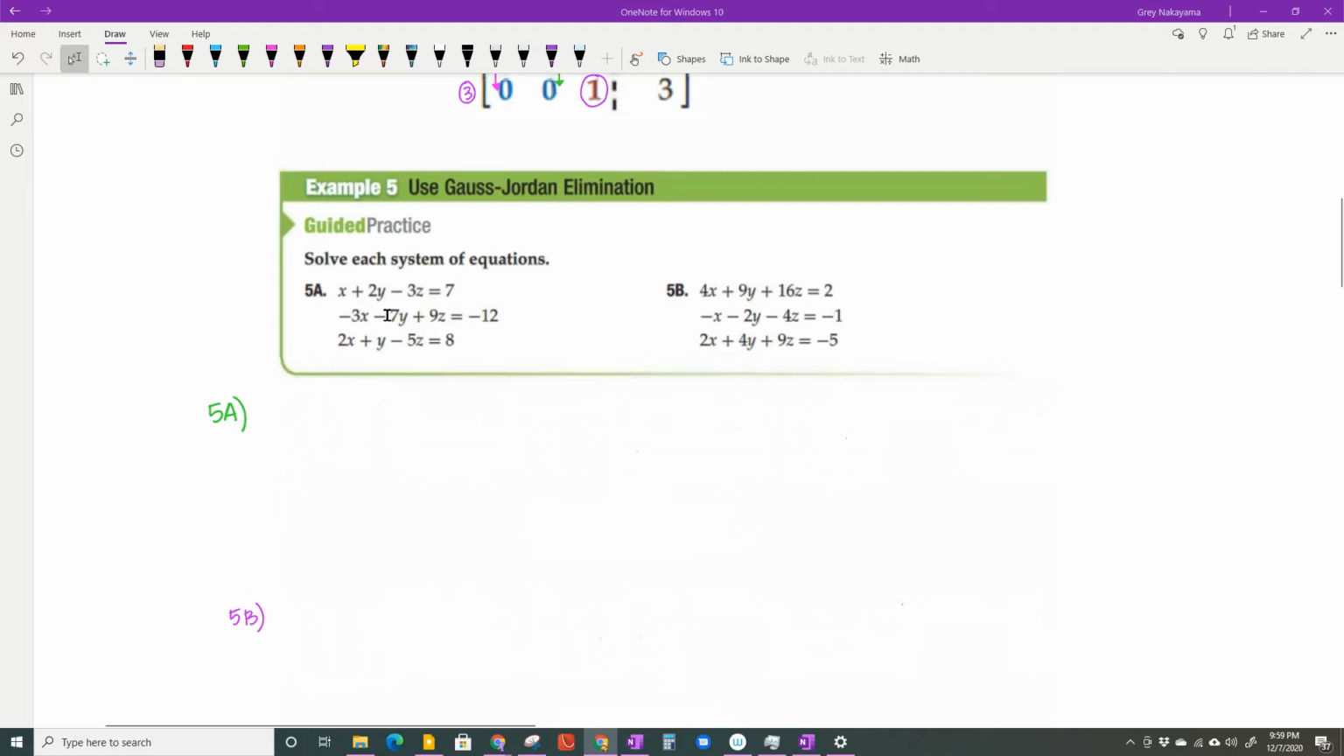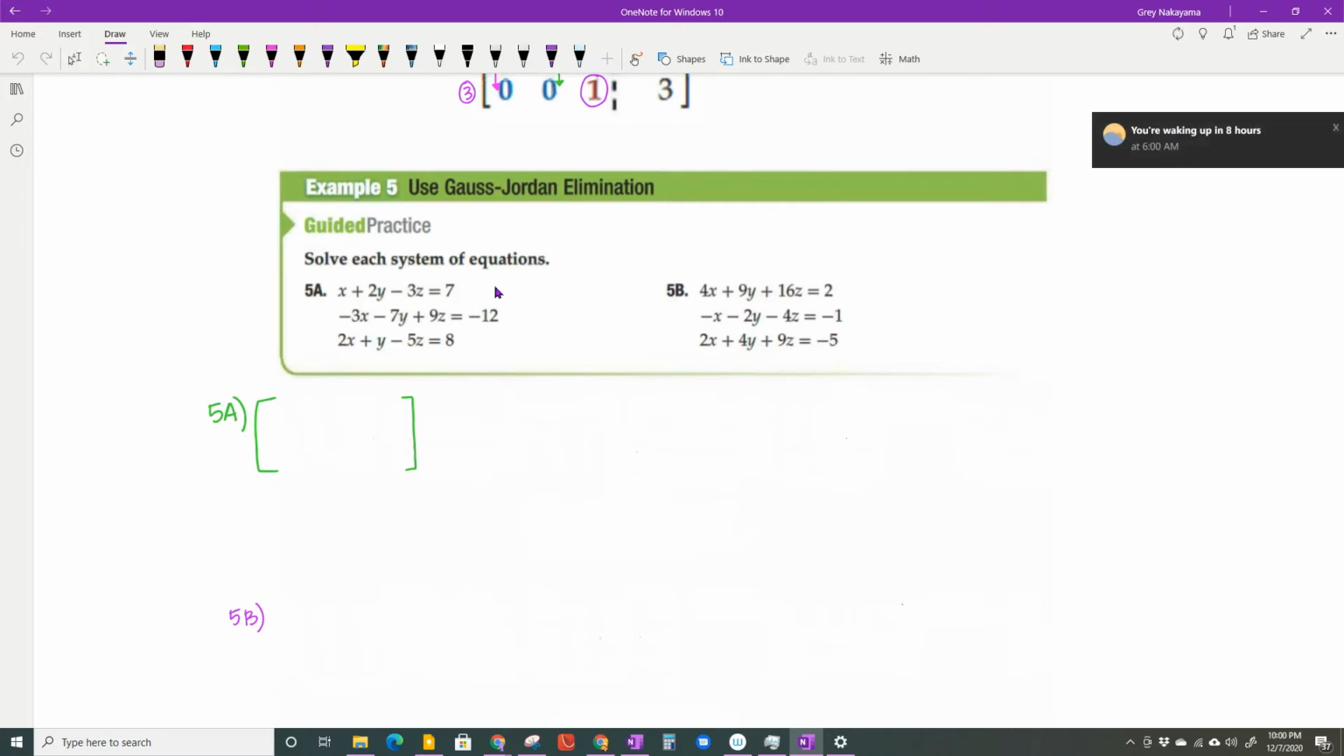Okay, so first off, you have to write the augmented matrices for this system of equations. To start off, and remember, I suggested that you write them vertically. In Delta Math, it was easier to do it horizontally. It does not matter. It's just important to check yourself before you go to the next step, because if you miss this step, it throws everything off. Okay, so when I look at that, my x coefficients are 1, -3, and 2. My y coefficients are 2, -7, and 1. My z coefficients, -3, 9, -5. And my constants are 7, -12, and 8.